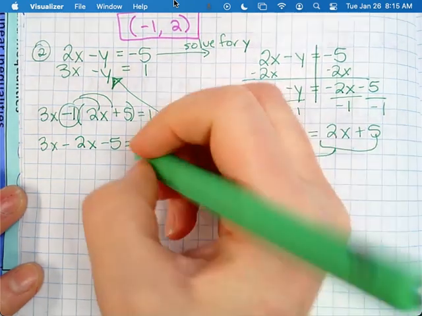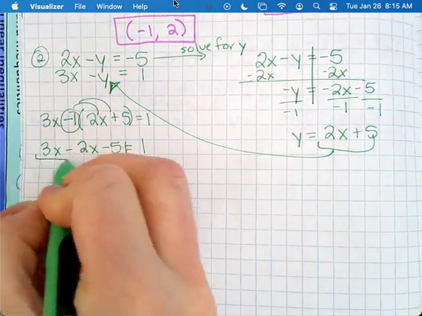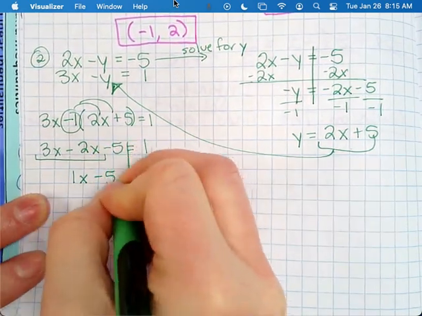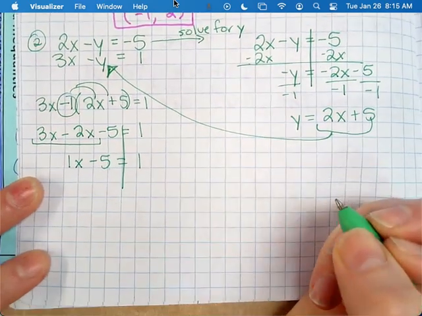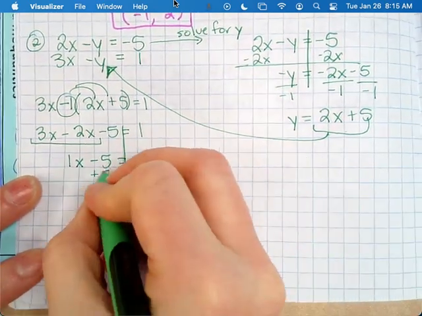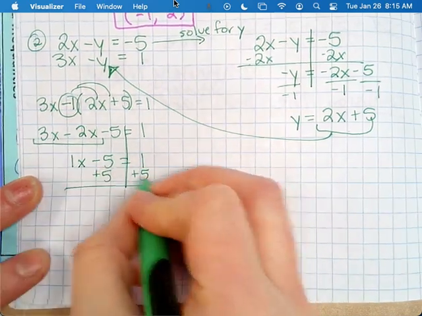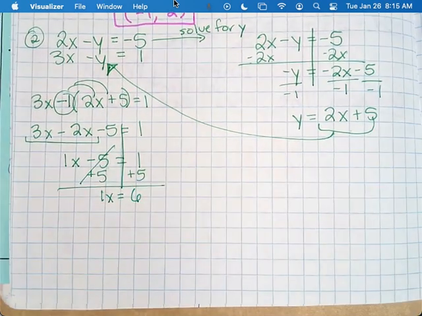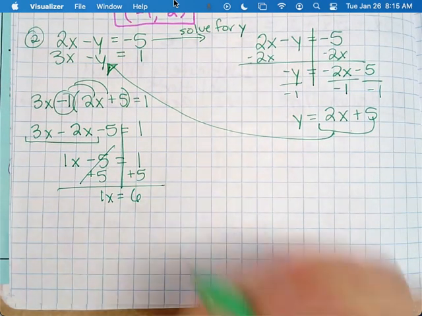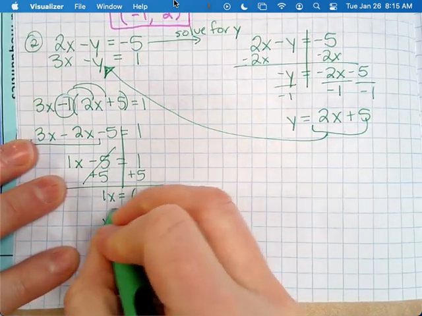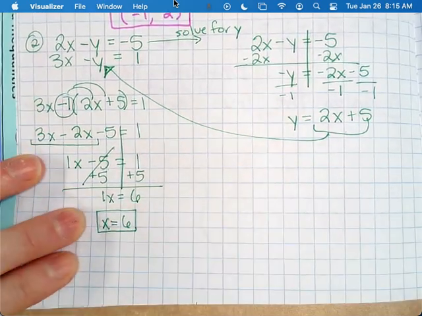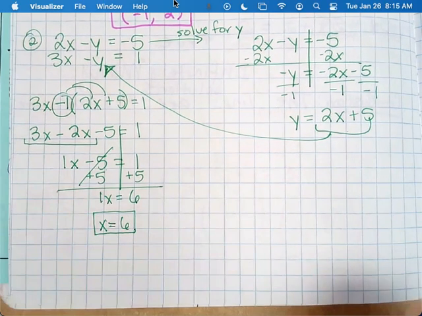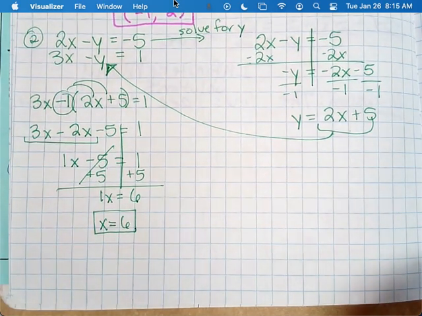Okay, so now we're solving for x. 3x minus 2x is 1x, minus 5 equals 1. So we add 5 to both sides. So it's 1x equals 6. So that just means x equals 6. Okay, so we have the x value. Now how do we find the y value?